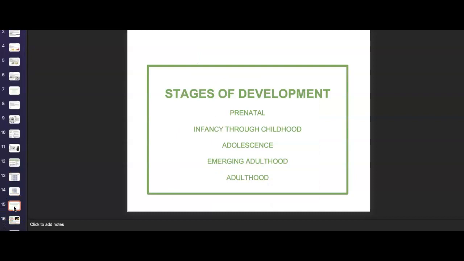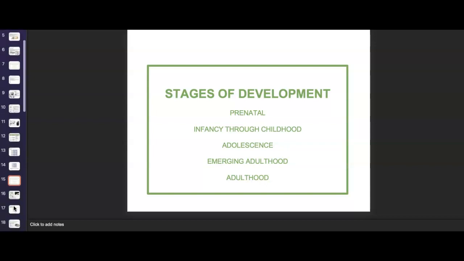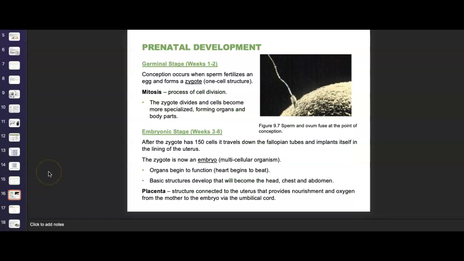Now, it's important that we think of development from a biological standpoint. So now that we've talked about the different theories of development from some big psychologists, some big names, we're now going to go through the different stages of development, meaning aging. So literally: prenatal, birth, infancy, childhood, adolescence, emerging adulthood, and adulthood. Now, the first stage of development is prenatal development.